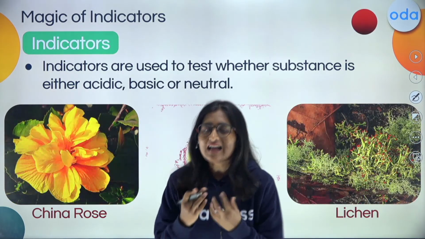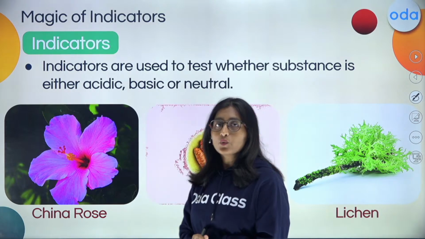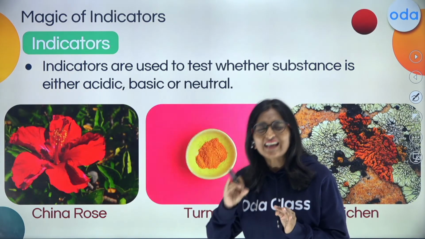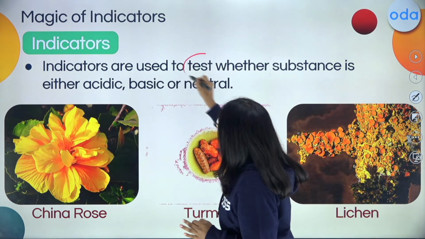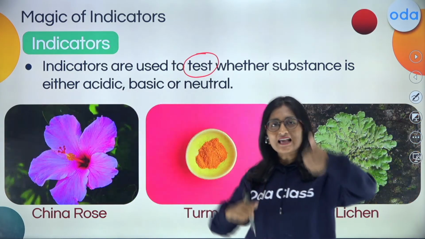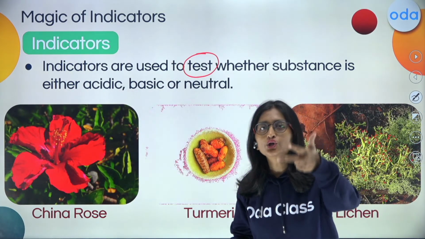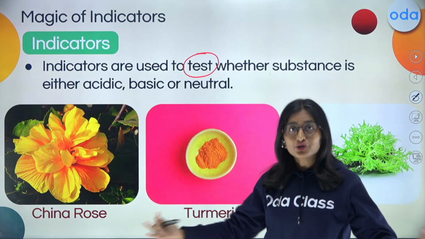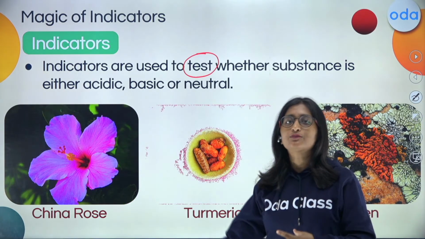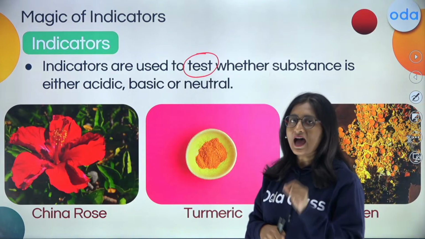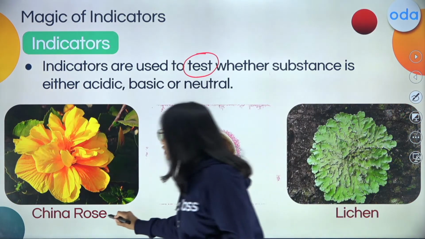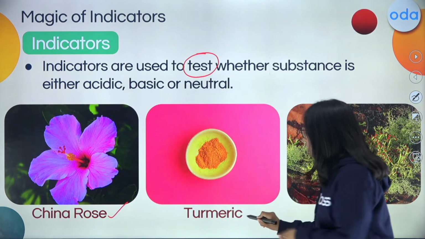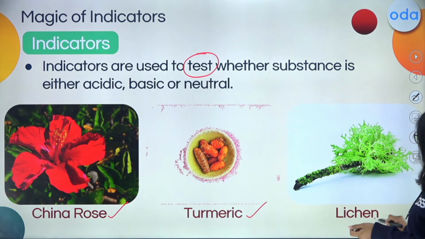Indicators are the substances which are going to be used to test whether the substance is acidic, basic, or neutral. Now, what are the natural indicators? Natural means it has been originated from the natural source. So we have the China rose, we have the turmeric, and then we have the lichen.